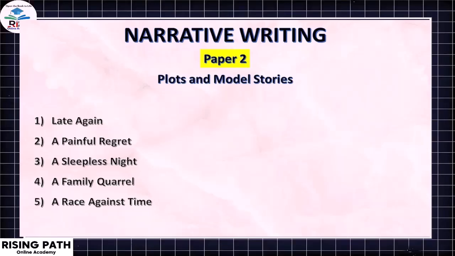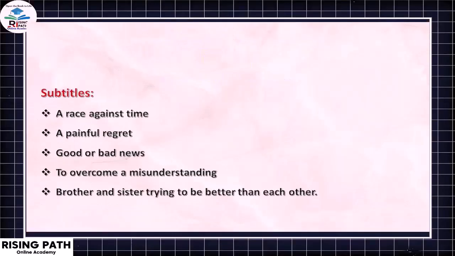As you can see, number 1 is Late Again, number 2 A Painful Regret, then A Sleepless Night, A Family Quarrel, and A Race Against Time. So subtitles can be made, but these are the 5 model story topics which you should prepare for your examination.